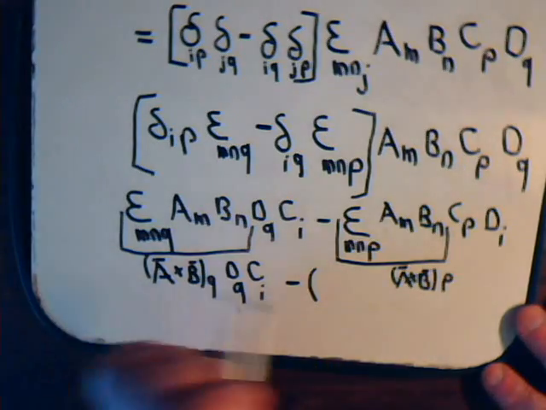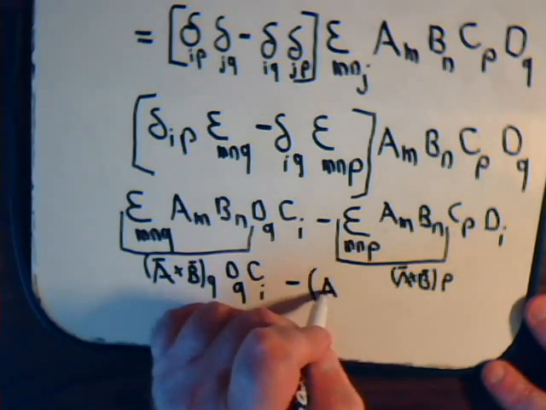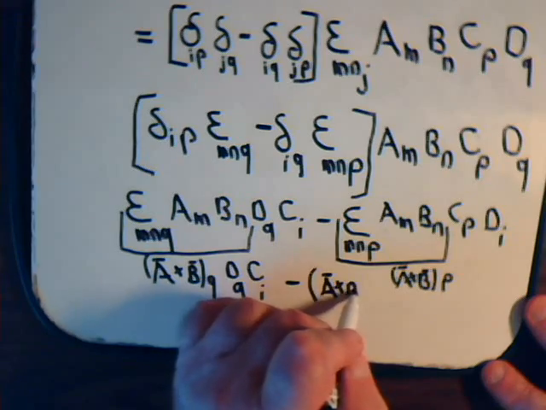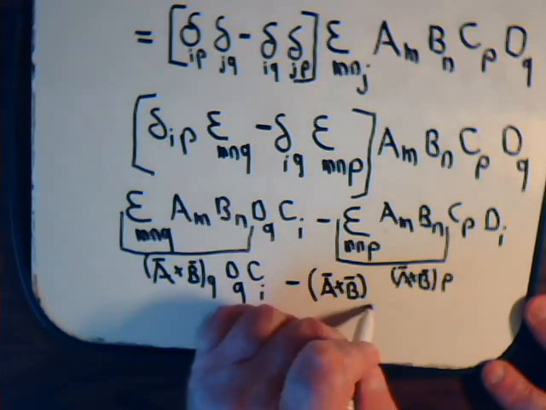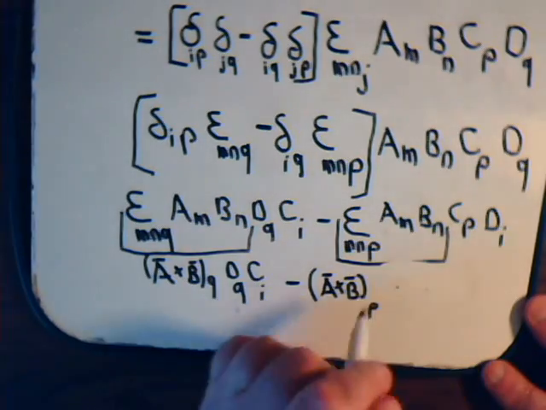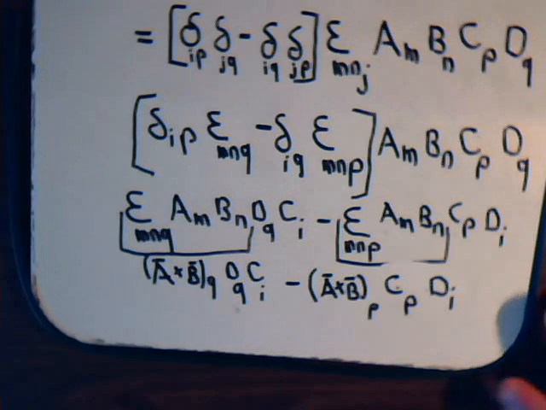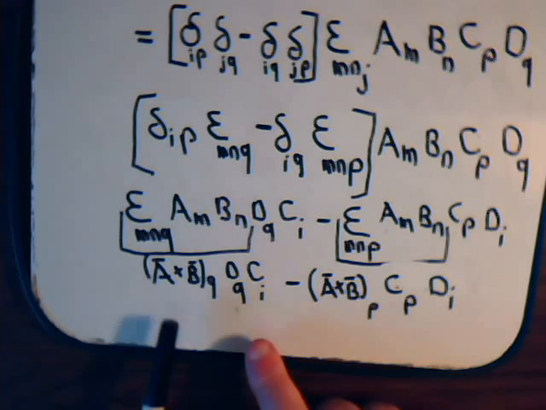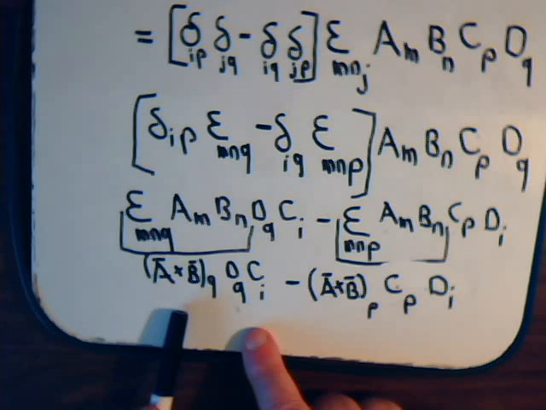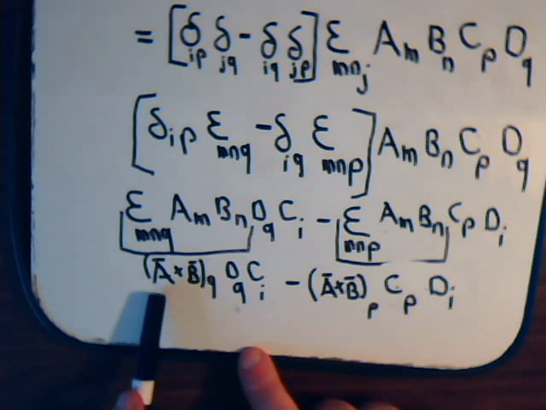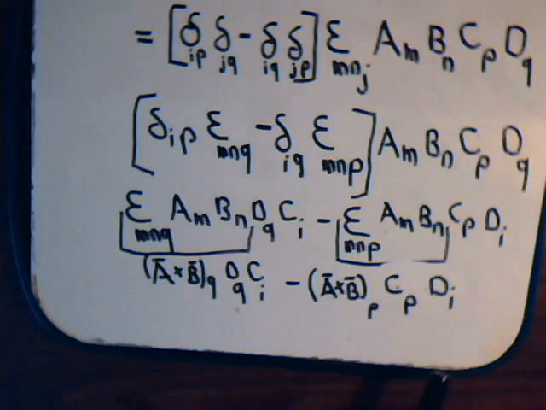So here we have A cross B, P component times C of P times DI. Okay, now hopefully you recognize what this is. This is the dot product of D dot A cross B. And this is the dot product of C dot A cross B in component form.